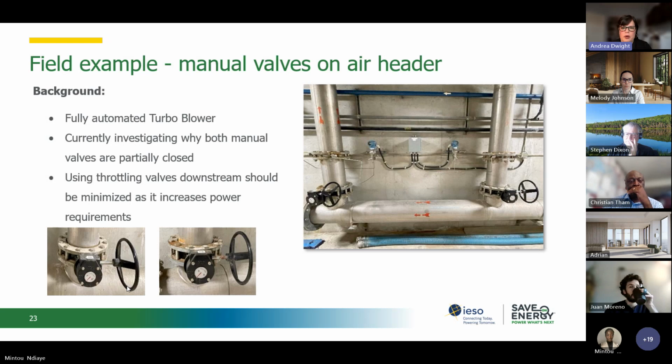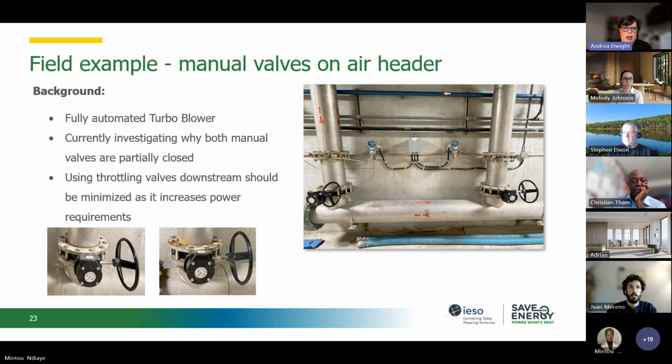This is an example of a plant we were in a couple of months ago, and this is a typical air header. It's going to 2 bioreactors. And you can see there are 2 manual valves there. To give you some background, this plant has a turbo blower, and the turbo blower has a large amount of turn down ratio and range. But yet both of these valves are slightly closed. So one is halfway closed and one is a third closed.